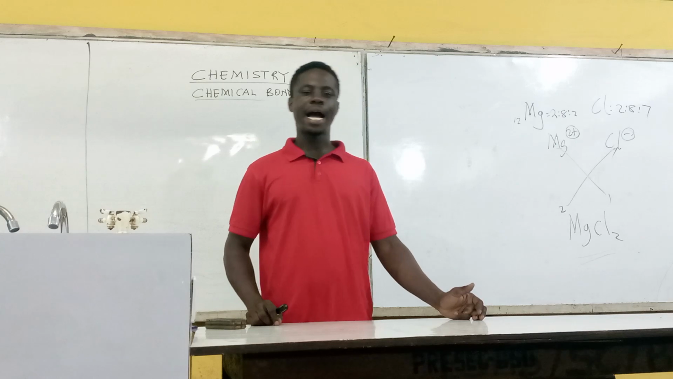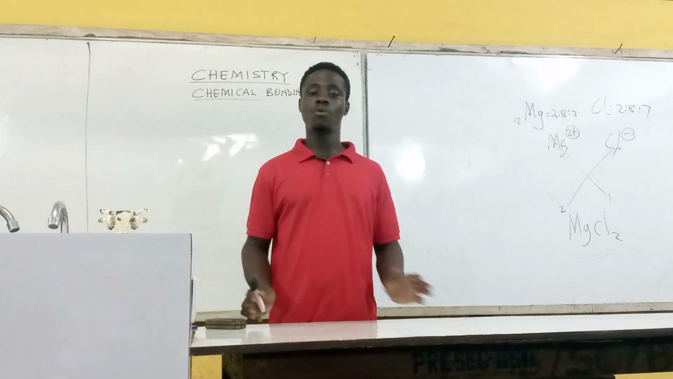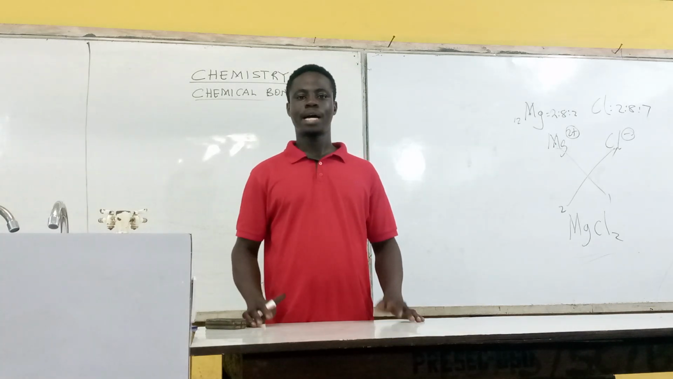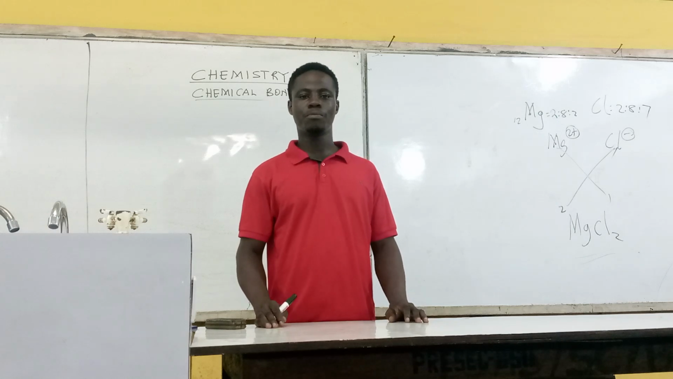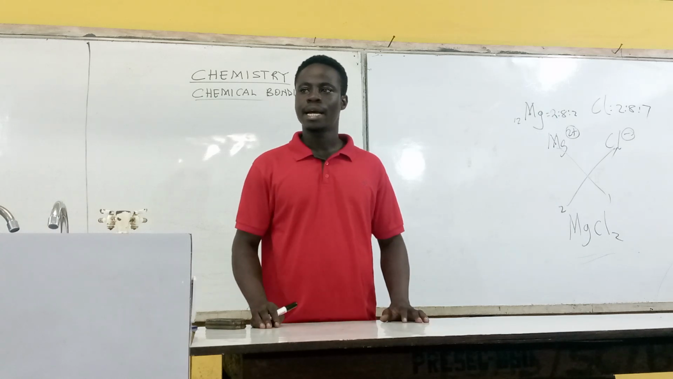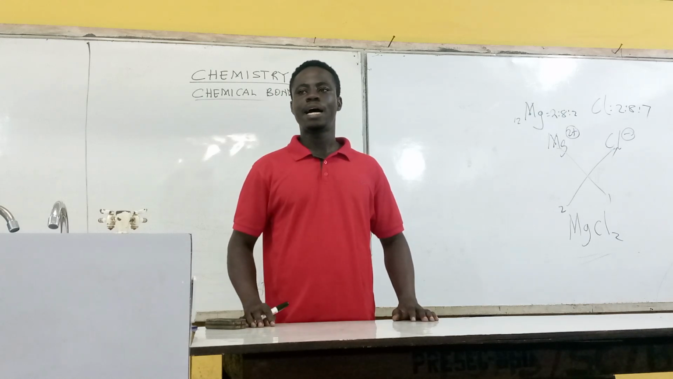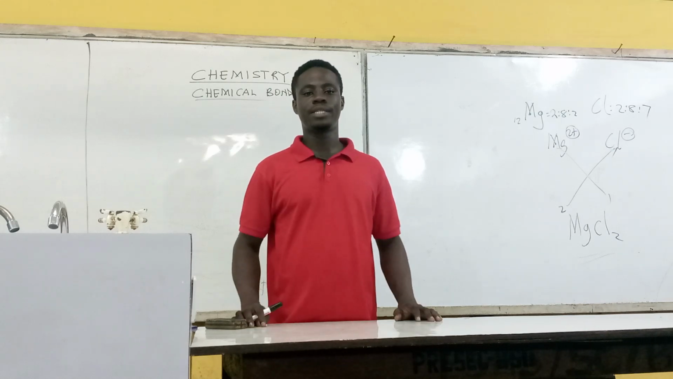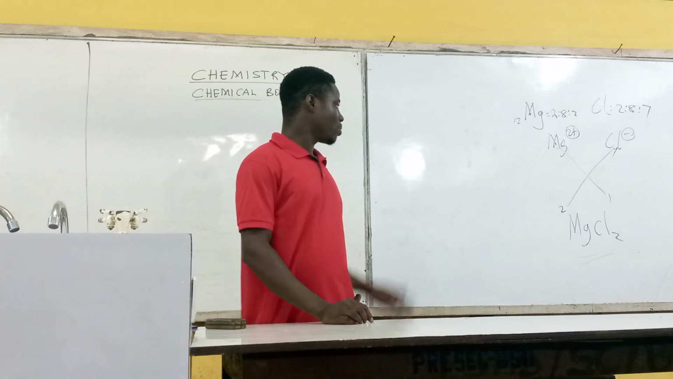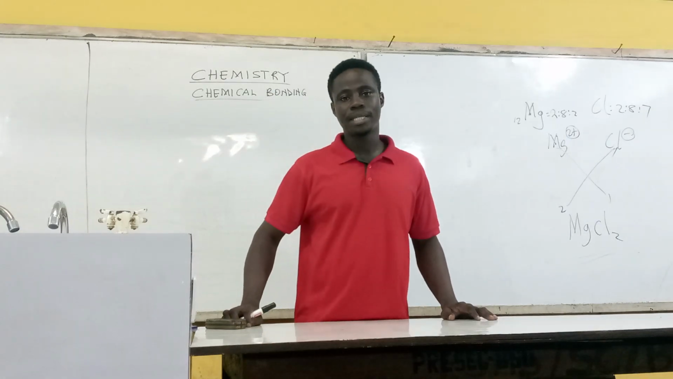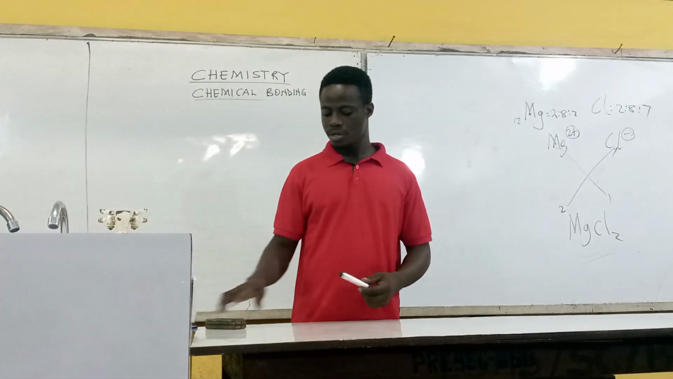So we can say they have high boiling and melting points, and this is so for both the core and the electric. Ionic compounds have high boiling and melting points. They are delocalized, therefore they can conduct electricity in their molten state. Alright, so these are some of the properties of ionic bonds.